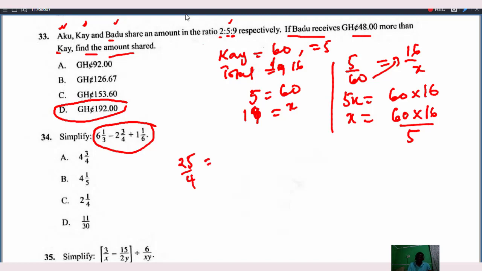25 over 4 will be 25 divided by 4 will give us 6.5. 6.5. Good. So which one? Let's try and see. 4 goes here. Okay, so there's a problem here.